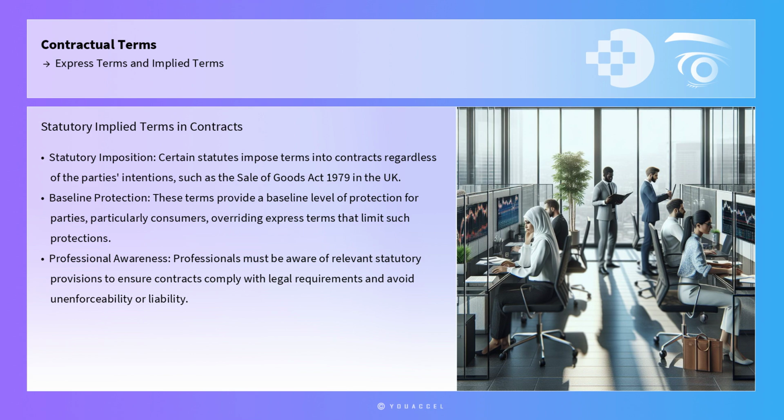Statutory implied terms are another critical aspect, as certain statutes impose terms into contracts regardless of the parties' intentions. For instance, the Sale of Goods Act 1979 in the United Kingdom implies terms regarding the quality and fitness of goods sold. These statutory terms provide a baseline level of protection for parties, particularly consumers, and override express terms that attempt to exclude or limit such protections.